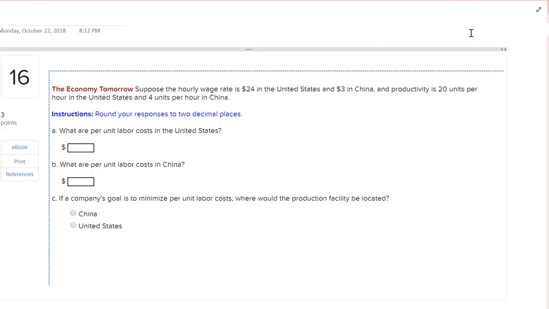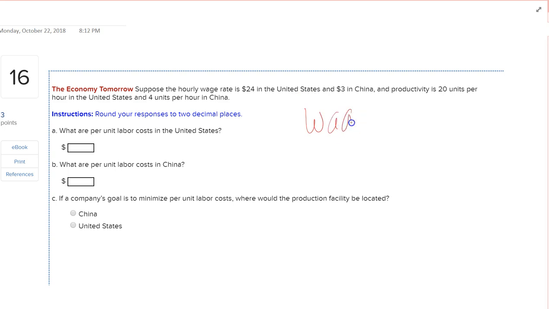All right. And the last one here is based on the idea of productivity, and it gives you hourly wages versus productivity in two countries, U.S. and China. And what you're going to want to know about this is how to calculate the productivity rate and the per unit labor cost. And so here's what you're going to want to know. You take your wage rate divided by the marginal physical product, right? That's the per worker product. And that's going to give you the productivity rate or the per unit labor costs.